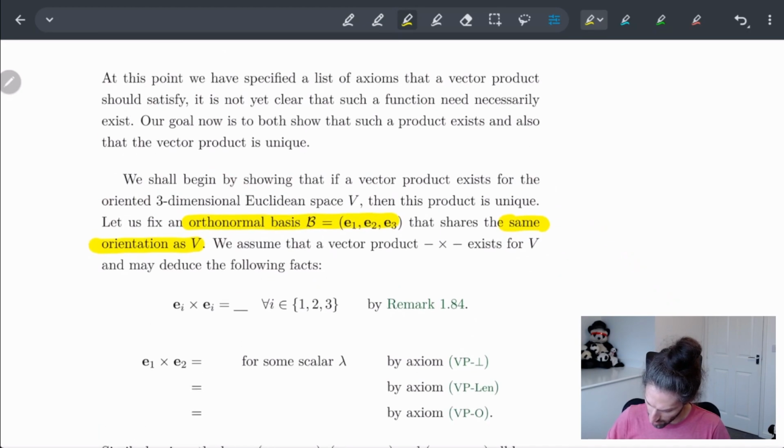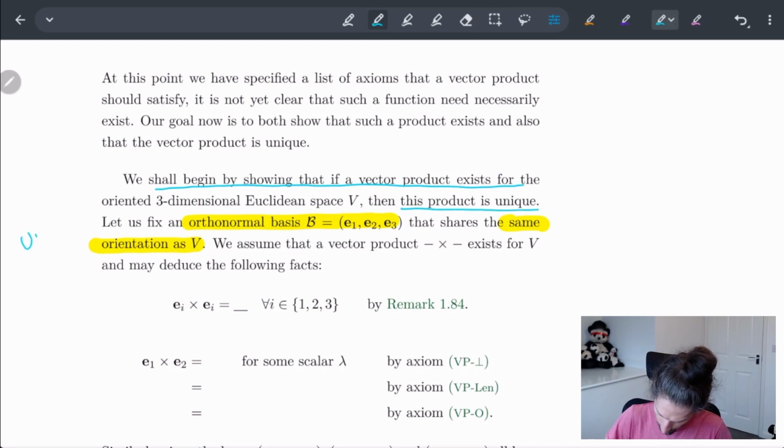Yeah, we're first starting off with uniqueness. So start with uniqueness. Where is that? Here we go. So first, we shall begin by showing that if it exists, then it's unique. So I'll put uniqueness here. So we know that's what we're showing. And I will actually do this in pink.